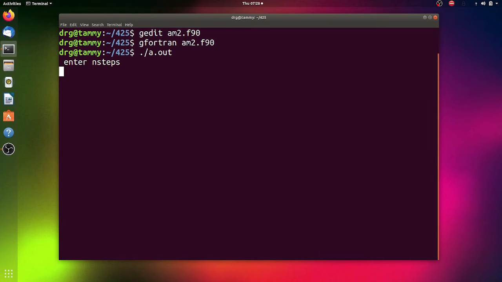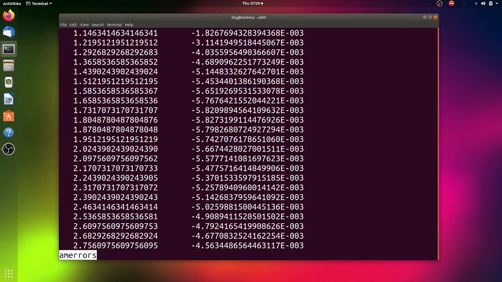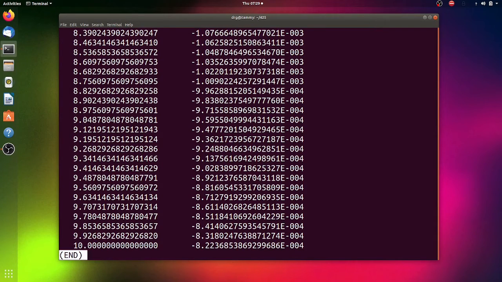As usual, initially I'll give it 123 subdivisions. Let's look at the errors. This will be the difference between the computed solution and the exact solution. And as you can see, the errors are comparatively small, and as we go along, they maintain a certain consistency.